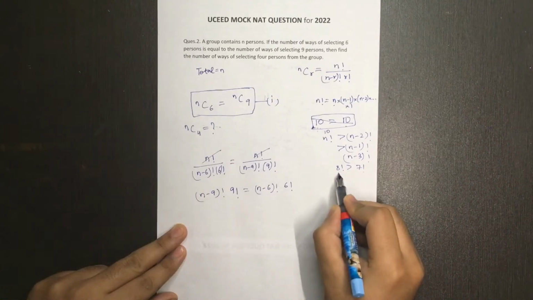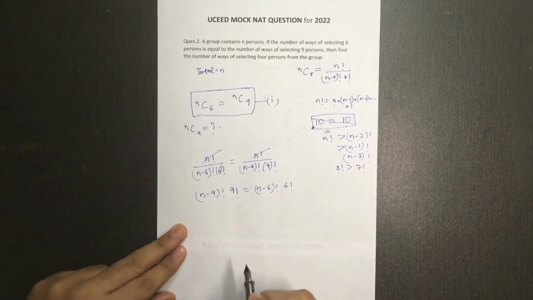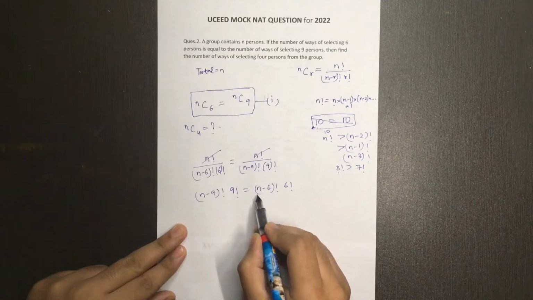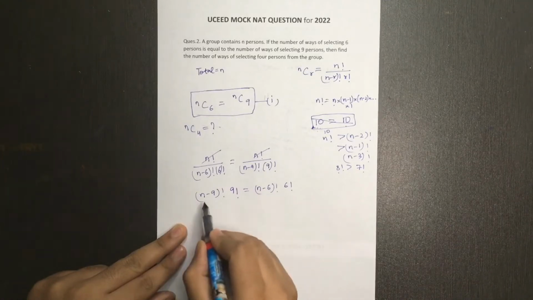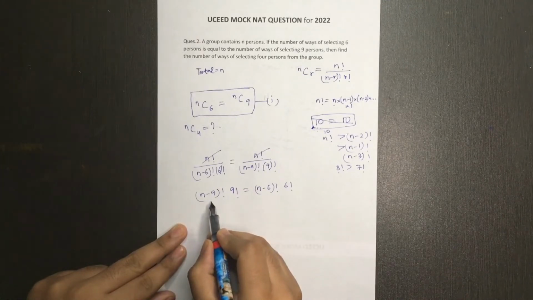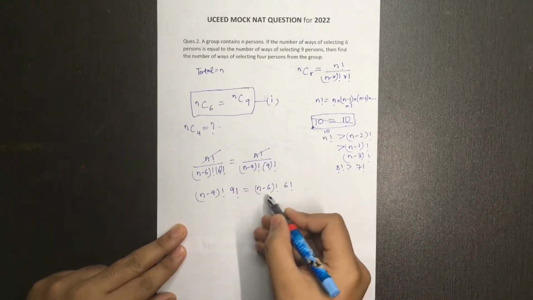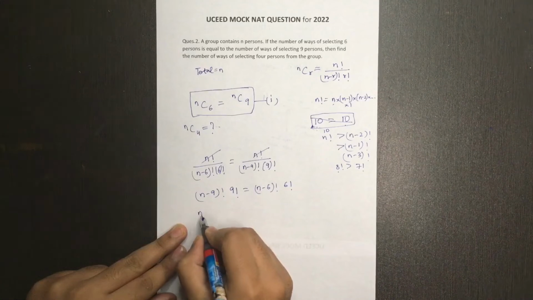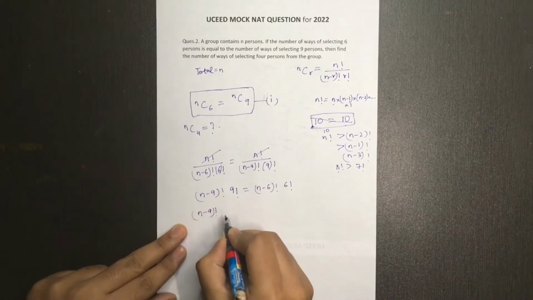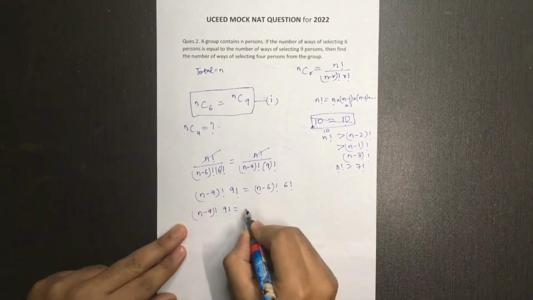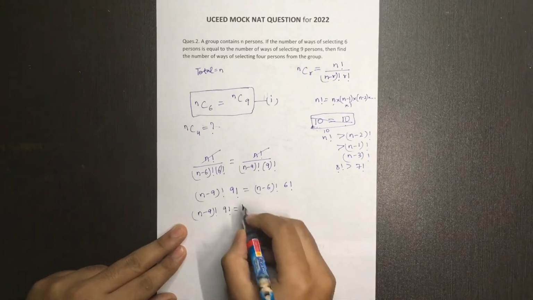So definitely 8 factorial will be greater than 7 factorial, right? So over here we can say that (n minus 6) factorial will be greater than (n minus 9) factorial, right? So let's substitute. Let's start with writing n minus 6 first, because n minus 9 you will see further that we can cancel it. (n minus 6) factorial is equal to, how will you write it?